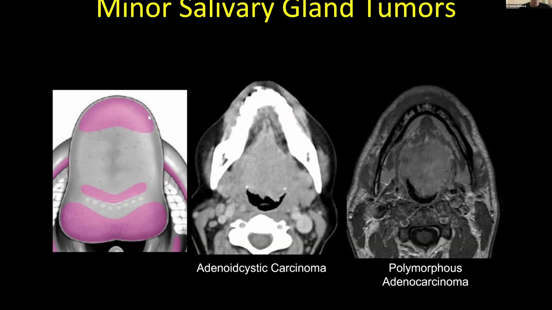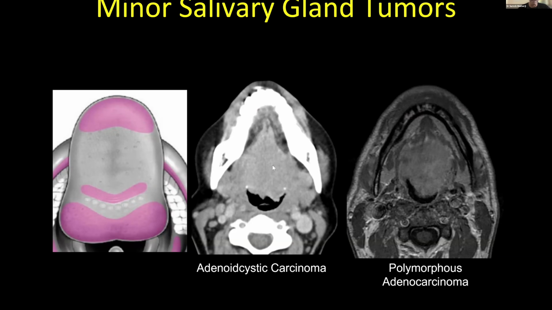gland rest. There are certain areas in the head and neck that have a higher incidence of higher proportions of minor salivary gland rest. And those areas include the tongue base, they include the soft palate, as we'll see later, and also the hard palate, which is part of the oral cavity, which we won't discuss. But because of this higher propensity of this minor salivary gland tissue to be situated in the tongue base, these can go on in rare occasions to develop minor salivary gland tumors.